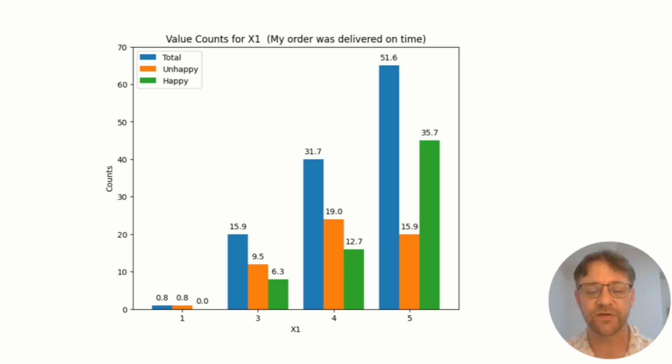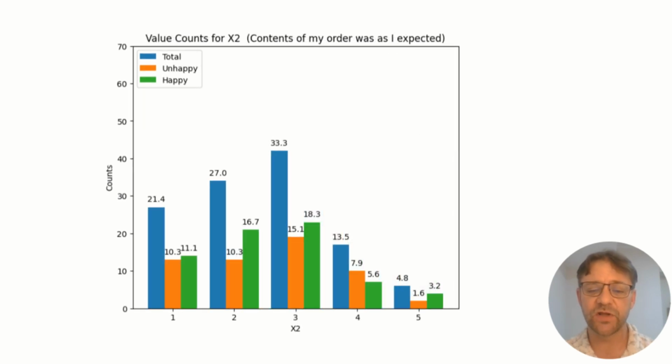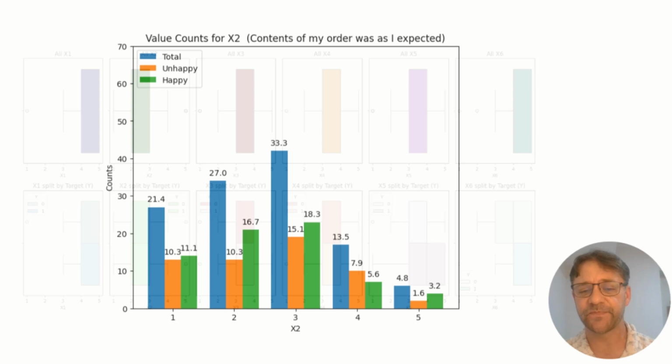And this sort of flip-flop in that data makes it look like X1 might be a strong candidate to discriminate between the two. If we look more at feature X2, the contents of my order were as expected, we can see that the populations for the different ratings for X2 are very similar, and it seems like X2 might not be a strong candidate for being a good feature to discriminate between our two populations.